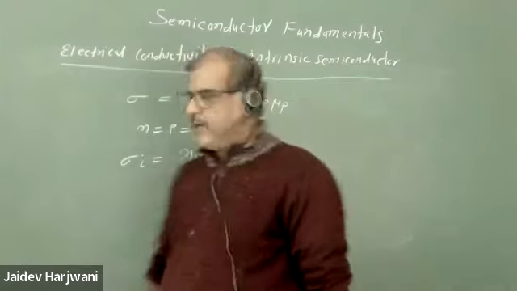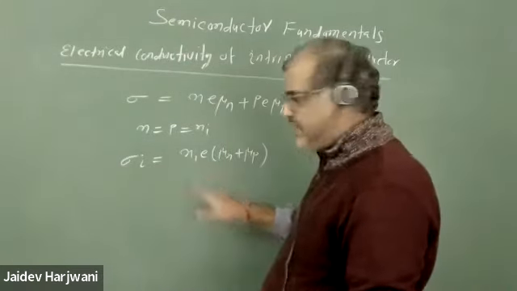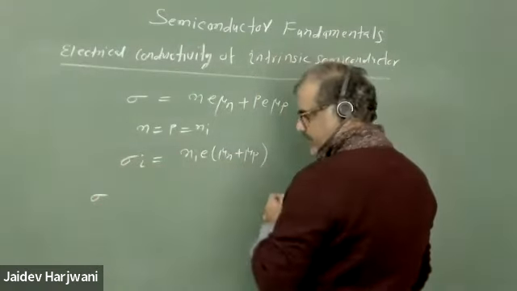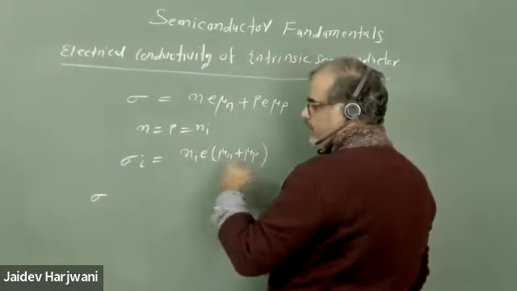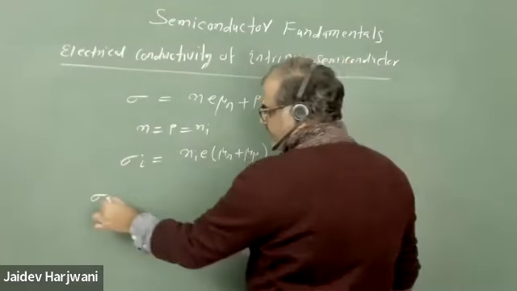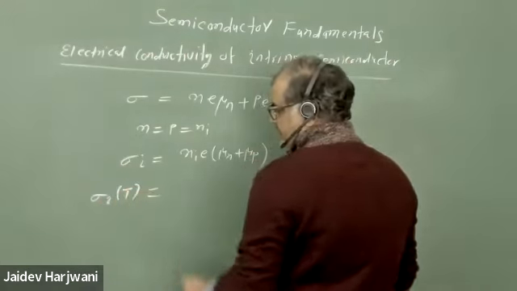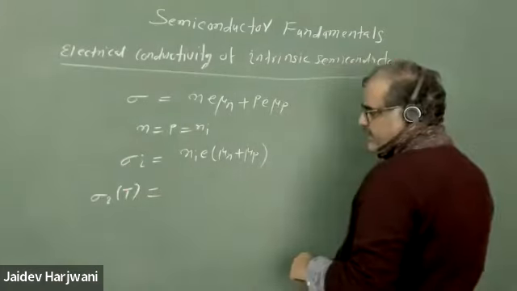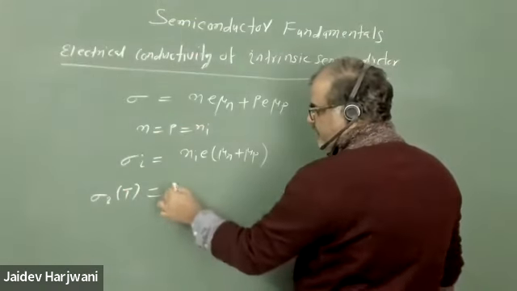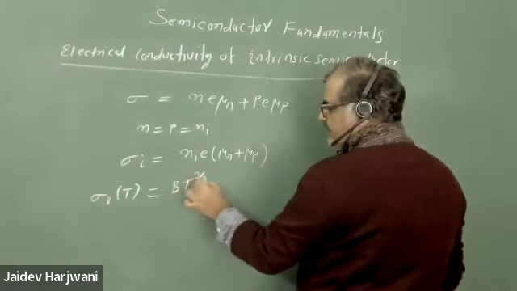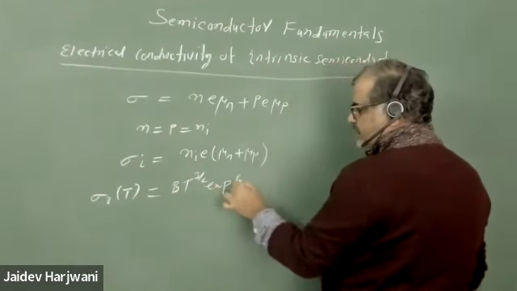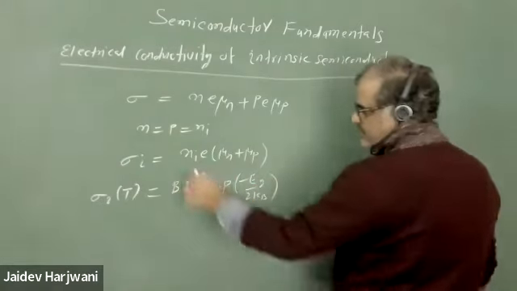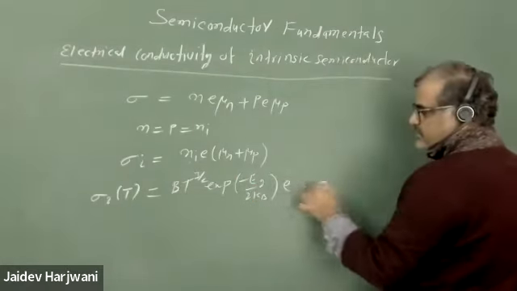Now, I already know the temperature dependence of n_i. This is the formula for electrical conductivity. If you know n_i, e, mu_n and mu_p, you can calculate the electrical conductivity. If you want electrical conductivity as a function of temperature, then you should know how n_i depends on temperature, and how mobility varies with temperature. So n_i we already calculated: T^(3/2) exponential of minus E_g upon 2 k_B T, and there are some constants here, e also.